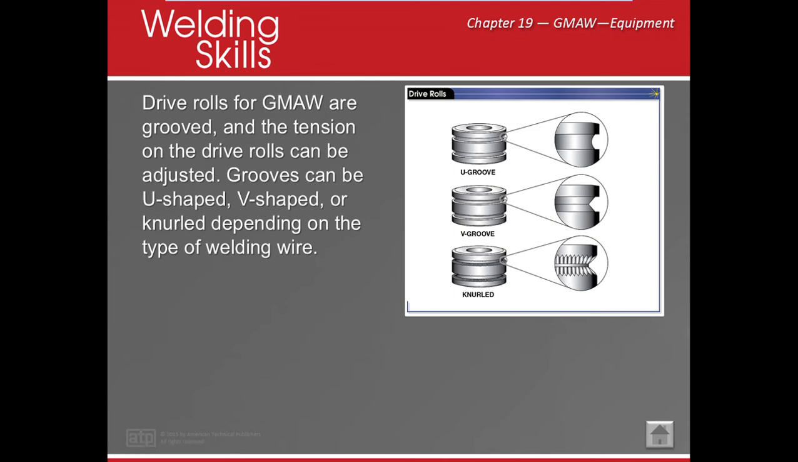U-grooves are usually used for softer metals like aluminum, and there are all kinds of ones, like even Teflon coated ones, and those are usually used for slippery materials. Okay, there's also different types of guns. They have a special gun.